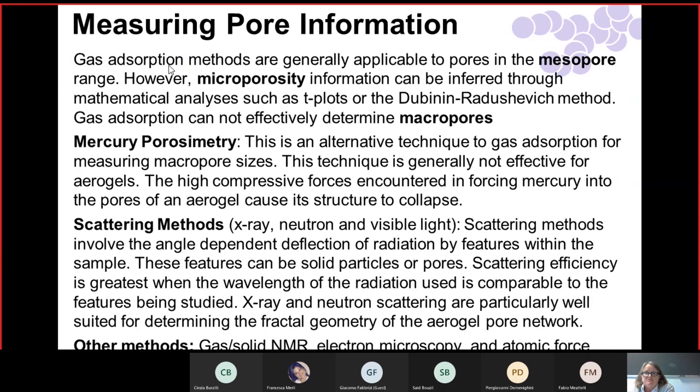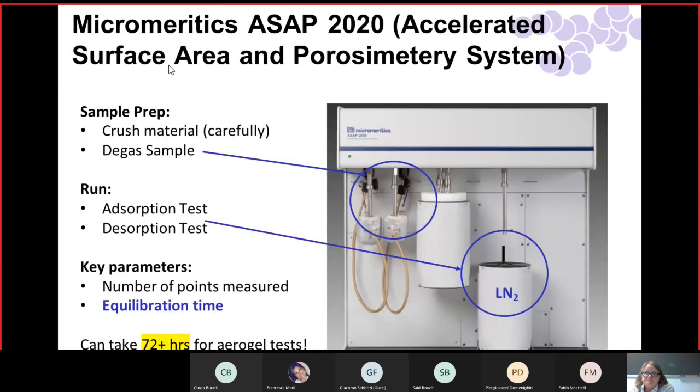So this is a gas adsorption system. This is one we have in our lab. This one is made by a company called Micromeritics. It's called the ASAP 2020. ASAP stands for Accelerated Surface Area and Porosimetry System. And so just briefly how you do it, and then I'll get into more detail on it.